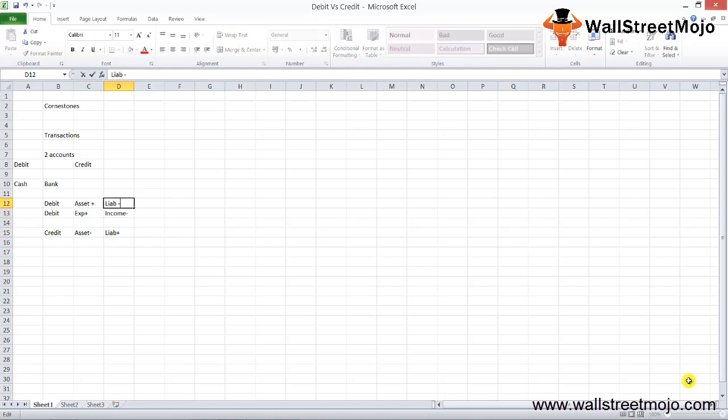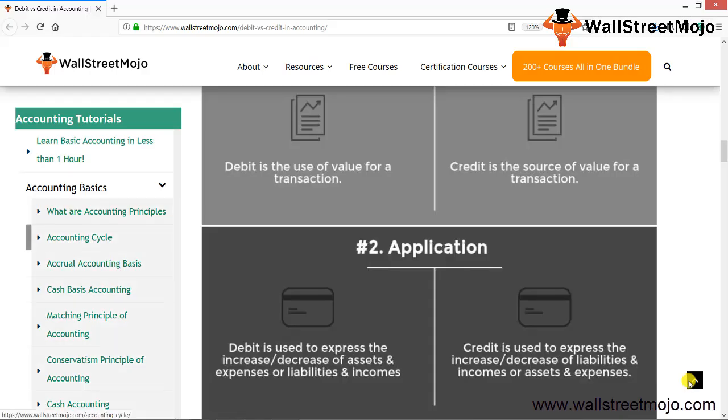Over here, when the liability decreases, then it's debit, right? And same for the credit. For income and expenditure, if the expense is reduced, then it is credited, and if the income is reduced, then it is debited, so on the plus side. So this is the whole application. The debit is used to express the increase or decrease of assets, expense or liabilities and income, which we just discussed. And credit is used to express the increase or decrease of the liabilities and incomes. Over here, assets and expenses, or liabilities and income, and here liabilities and income or assets and expenses.